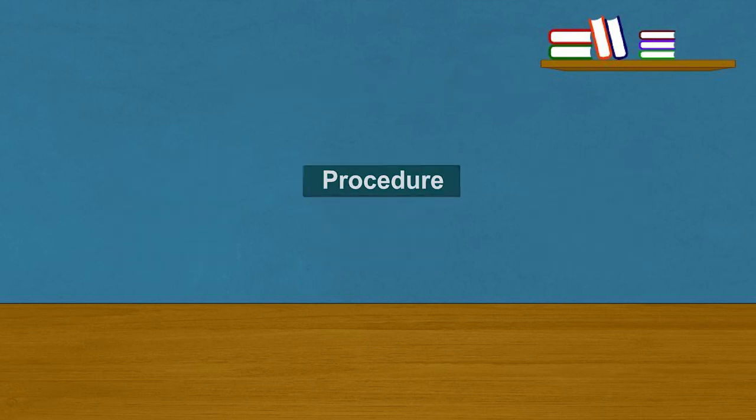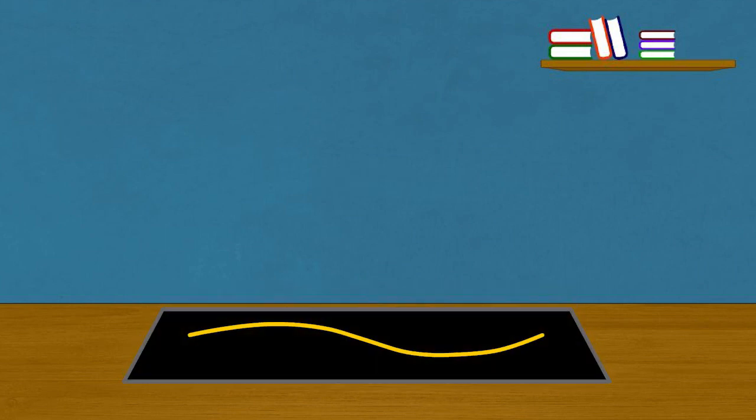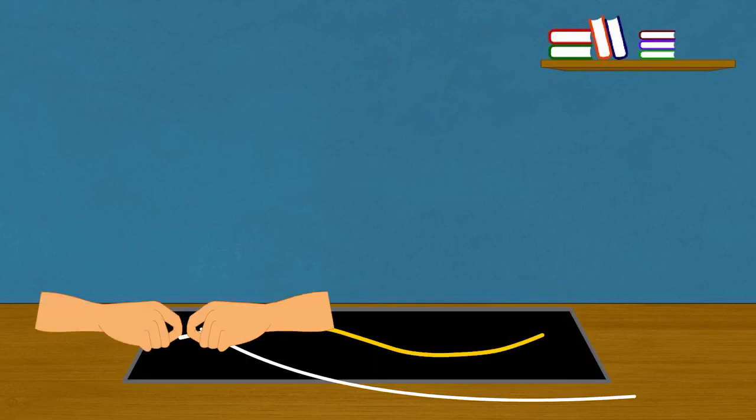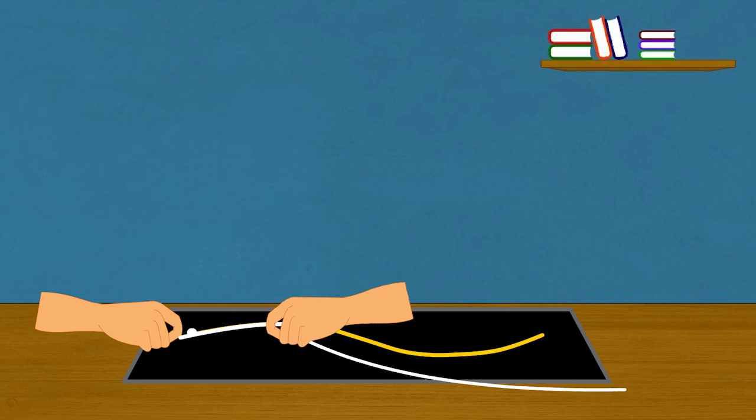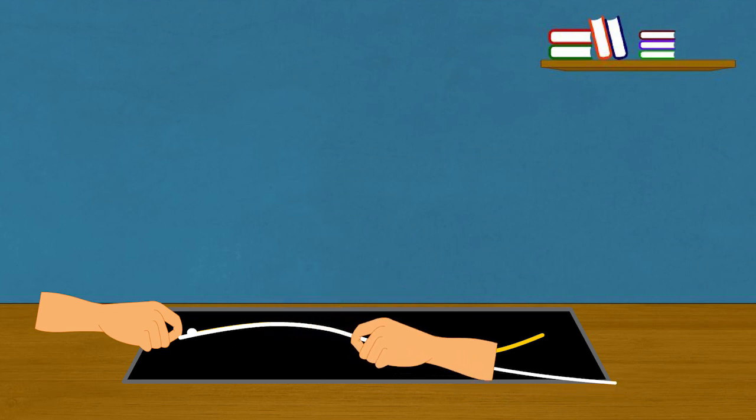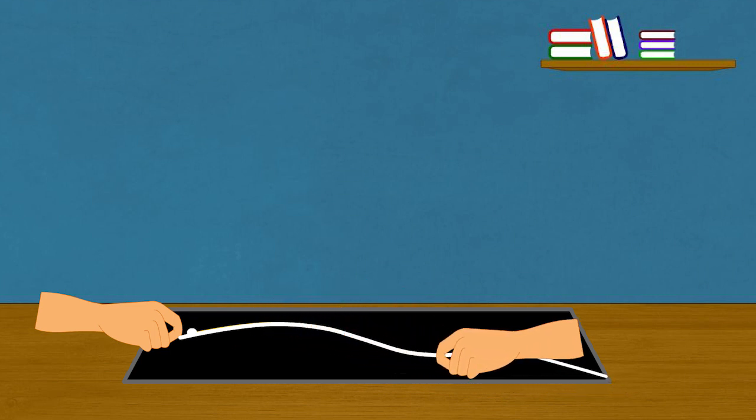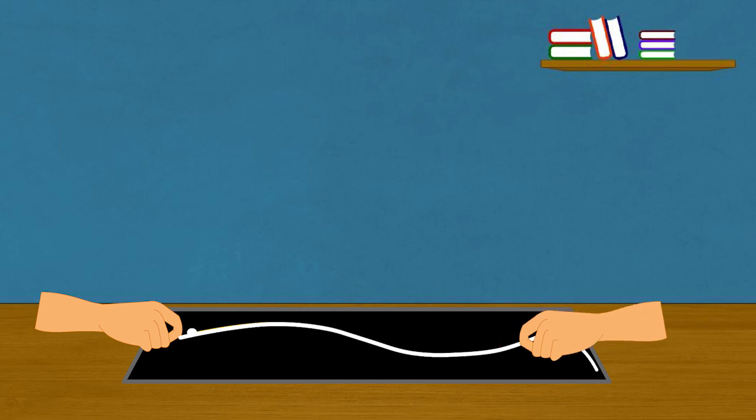Procedure: take a thread and tie a knot at one end. Place the knot at the beginning of the curved line. Hold the thread along the curve and move it along the curve till the other end. Make a mark on the thread where it touches the end of the curved line.